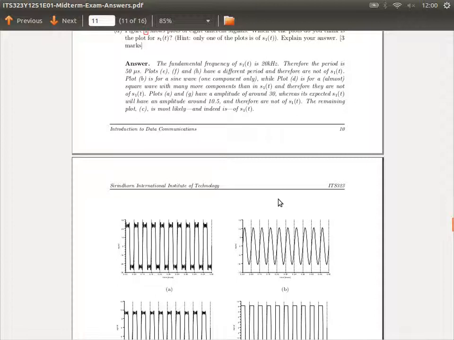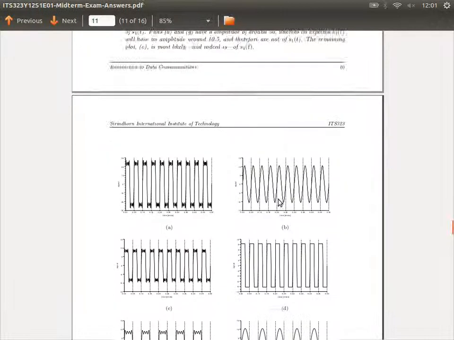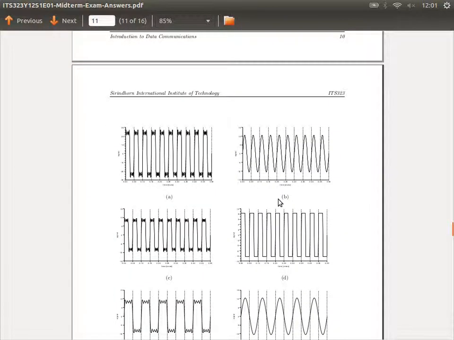You have to check the details. With a period of 50 microseconds, some of them have the wrong period. They are not our signal. Some of them have the wrong shape. They are not our signal, and it leaves just one as the possible answer. And the answer is C, I think, in that case. So that's one where you need to work out and remove the ones which are not possible.